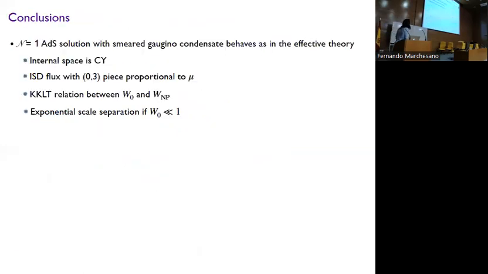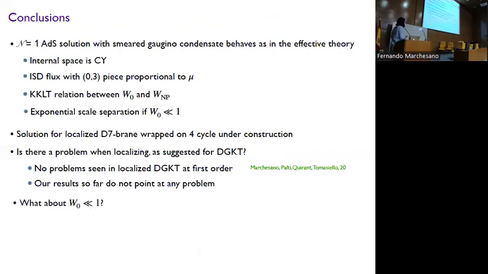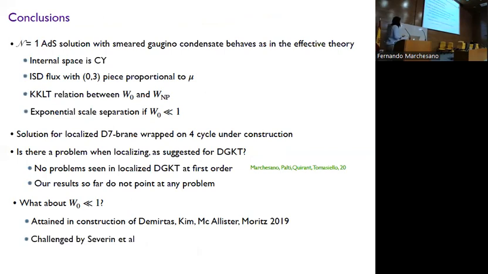And the conclusions, which let me just flash them. So the exponential scale separation depends on W0 much less than 1. We don't think the problem is in the localized solution, but I think the point is here. And then this W0 much less than 1 was attained in this construction of Liam et al. But this is challenged by Severin et al. And we will hear that in the next talk. Okay, stay tuned.